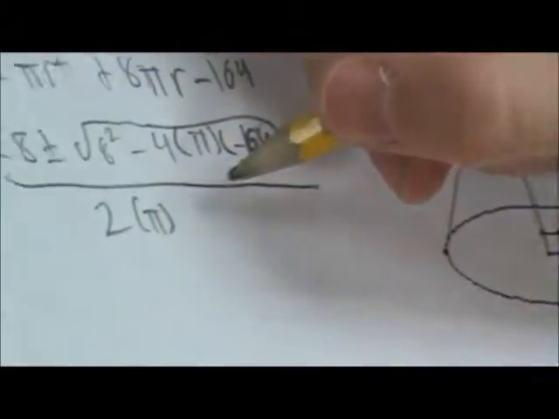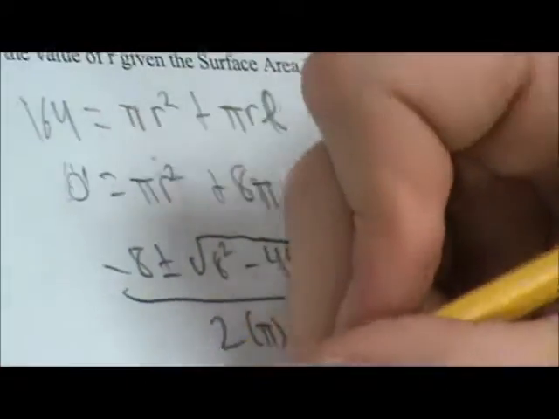So then, once we plug that in the calculator, we're going to get approximate values of about negative 12.258 or 4.258.